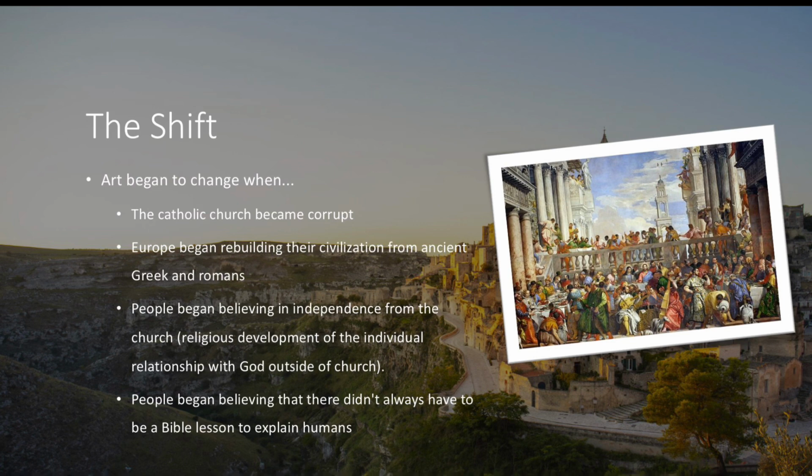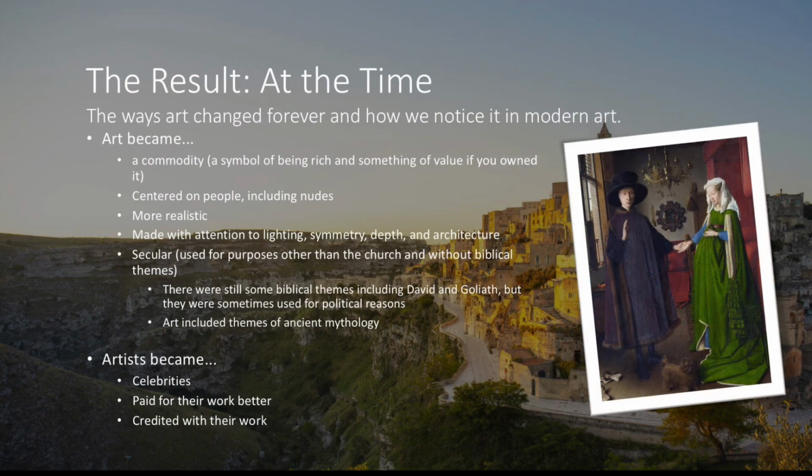And people also began to believe that there didn't have to always be a Bible lesson to explain humans, and this also resulted from the increased individualism at the time. So because of all these changes that shifted the art over, at the time, art became a commodity. The rich often had it, and it was a symbol of them being rich and having status. So it was for more than just the church.